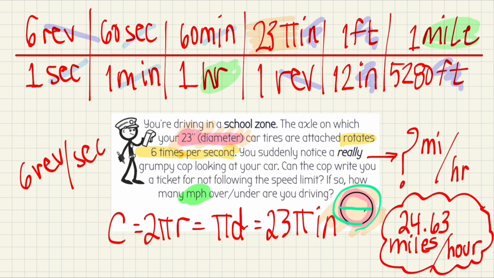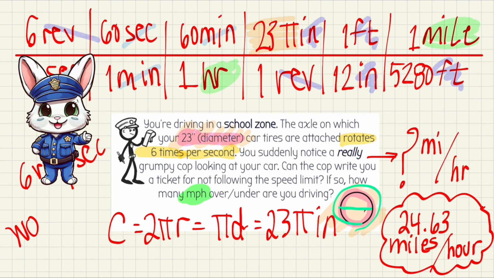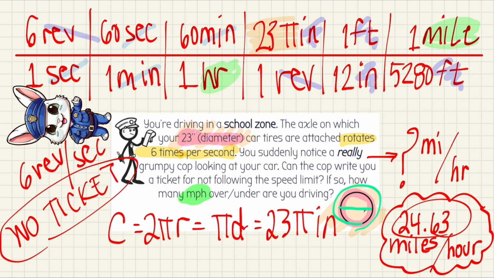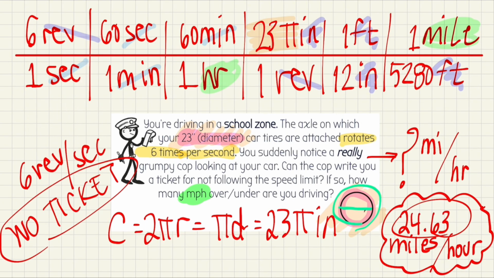So is it reasonable? Is the cop really going to be able to give you a ticket? Nope. No ticket, unless he's like a major jerk. It looks like we were going 0.37 miles per hour below the speed limit, which seems pretty good if you ask me. Good driving. I hope that this makes sense.